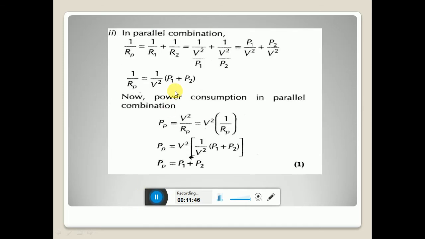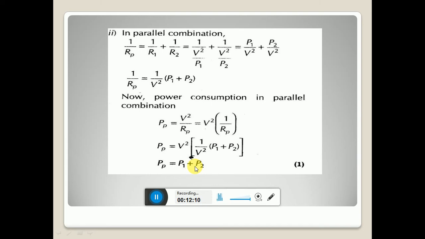So this is parallel combination. In parallel combination, I can write 1 by Rp is equal to 1 by R1 plus 1 by R2. Replacing R with V square by P, I can take 1 by Rp is equal to 1 by V square into P1 plus P2. Power consumed is equal to V square by Rp, so V square into 1 by Rp. What is the value of 1 by Rp? We can write this value here. So P is equal to P1 plus P2.